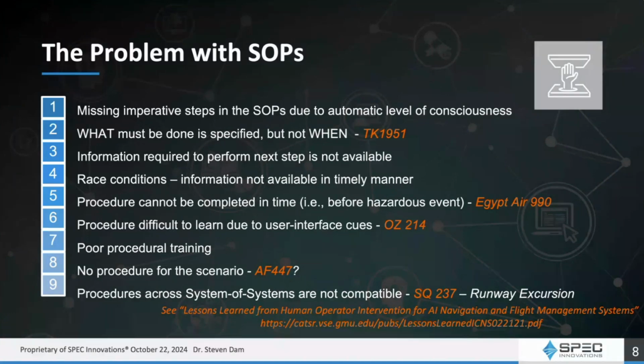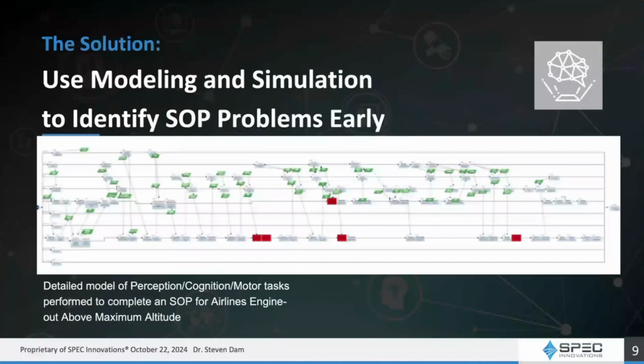So the solution, we think, is modeling and simulation. We think if you model the processes in depth, and again, there's a very busy model. Again, this is just showing a procedure of all the different tasks that have to be performed for the standard operating procedure on airlines, engine out above maximum altitude. So this is a problem that, again, has been identified, but you see how complex this becomes.